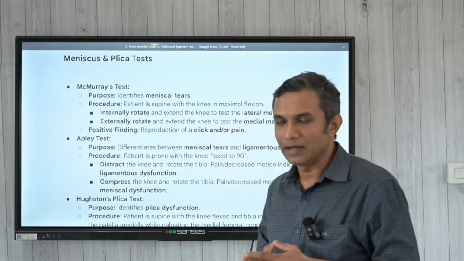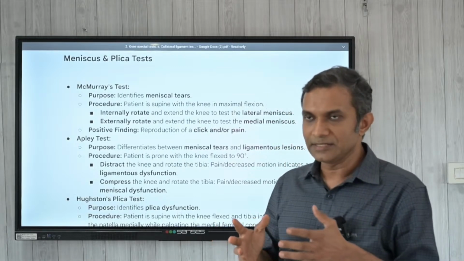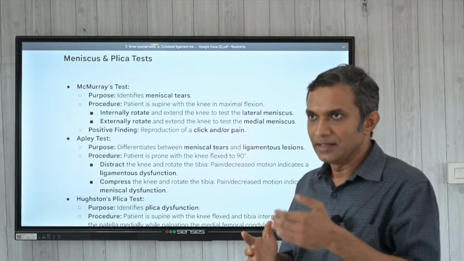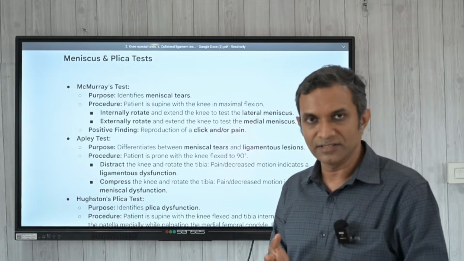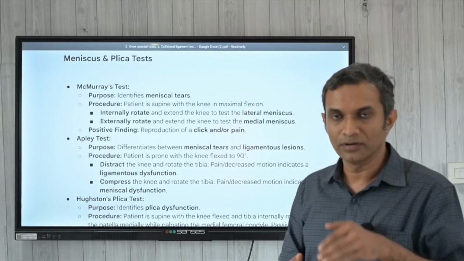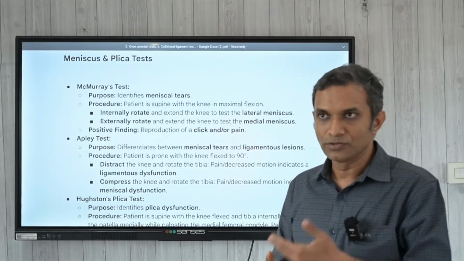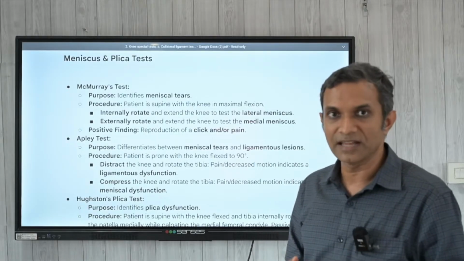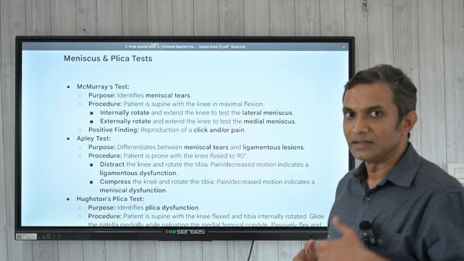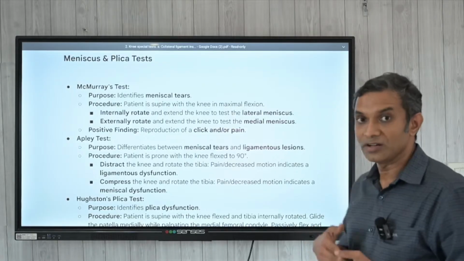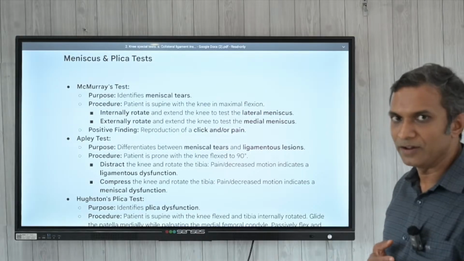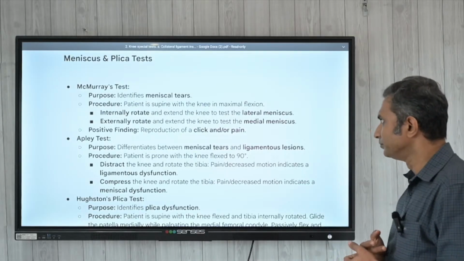Meniscus and plica. We know there is a medial meniscus and a lateral meniscus. These menisci are structures that take compressive load in the knee joint. Whenever we apply a compressive force, these menisci automatically get stretched or stressed. McMurray's test is used to identify a meniscal tear.